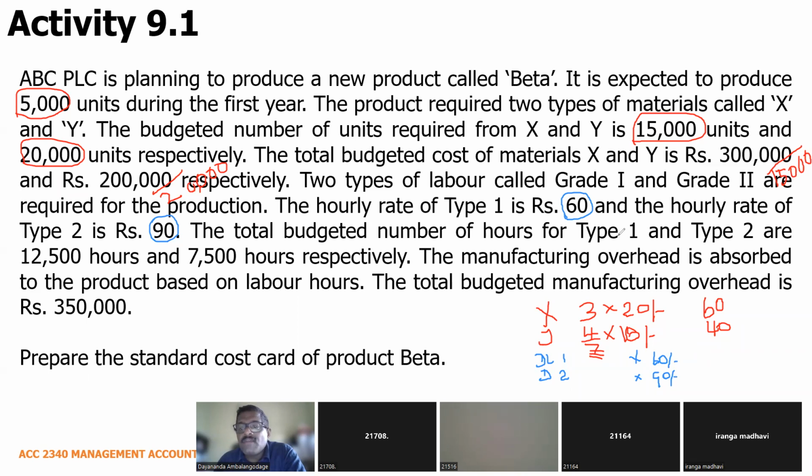Total budgeted number of hours of types 1 and 2 are 12,500. To make 5,000 units, 12,500 grade 1 labor hours are required.